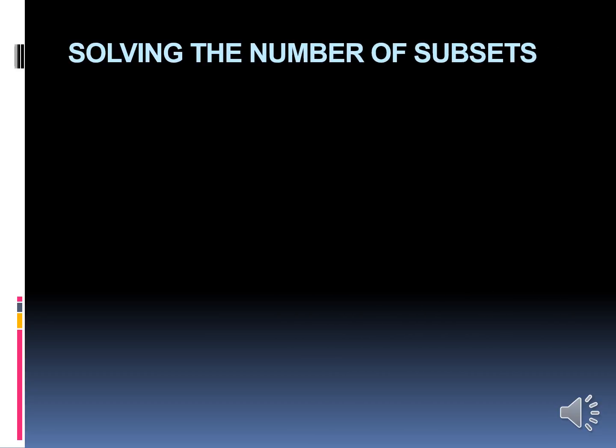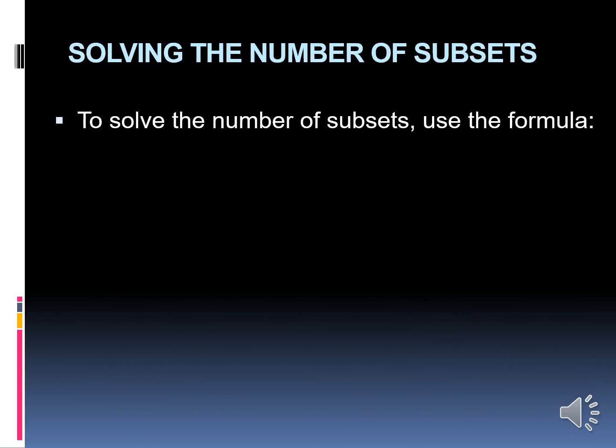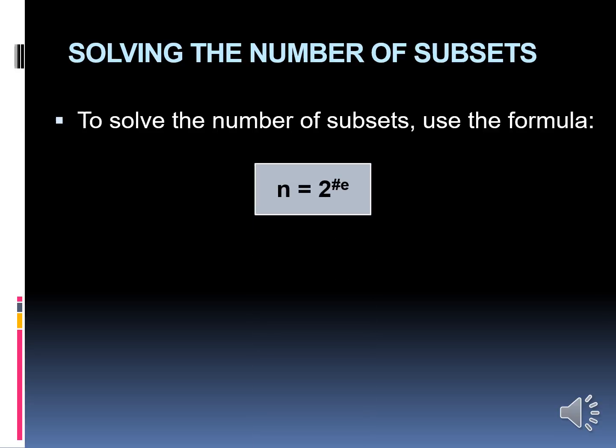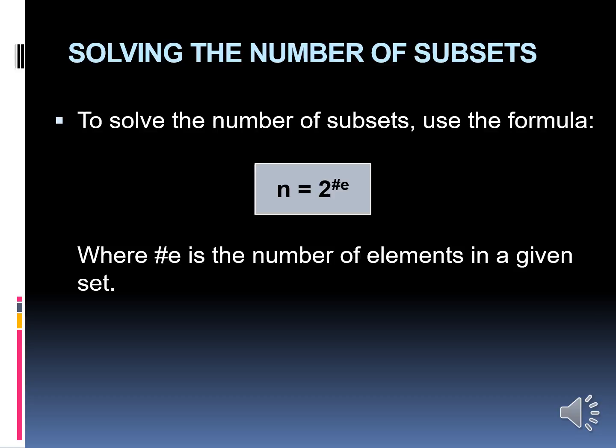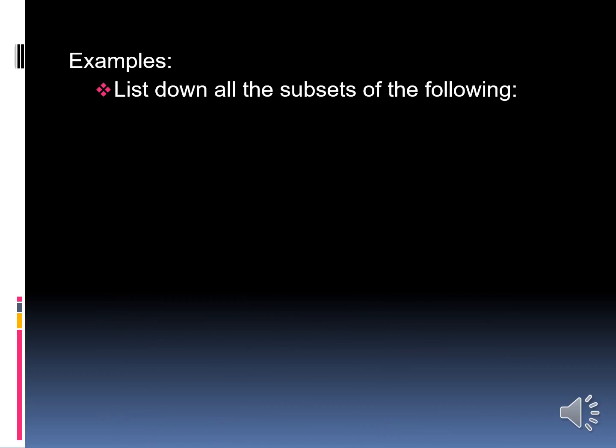So how do we solve the number of subsets? To solve this, we use the formula n is equal to 2 to the power of #E, where #E is the number of elements in a given set. For example, list down all the subsets of the following.